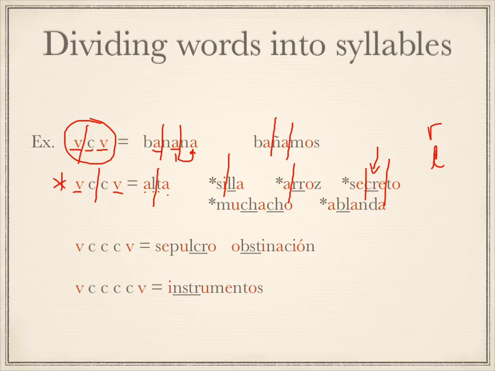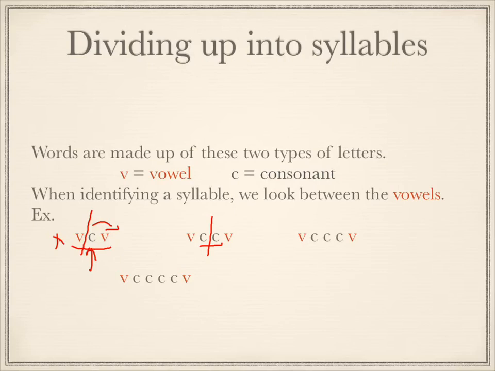And then here we have the CH. The CH forms one sound, so we're going to keep it together. Because we don't say muc, ha, cho. No, do we? We say muchacho. So it's mu, cha, cho. And ablanda. It's very interesting because we have that vowel right there. So it's a, blan, da. What we see is the B and the L are going to stay together. They're not going to split. Bueno.